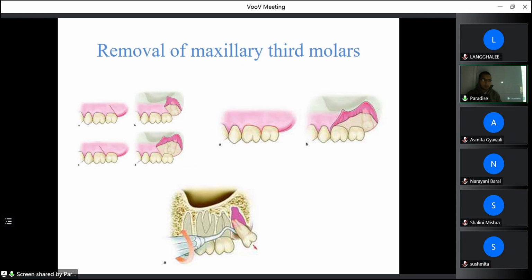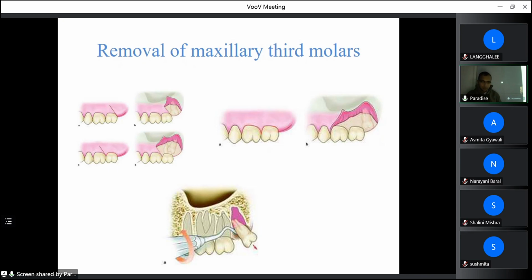Another difference from the mandibular third molar is that in the mandible you have to do buccal guttering using either a bur or a chisel and mallet, but the maxilla has very thin, porous cancellous bone, so you can even remove the bone using a periosteal elevator. It is very thin bone. After raising the mucoperiosteal flap, you have to remove the buccal bone. Then you can luxate the tooth and remove it easily.